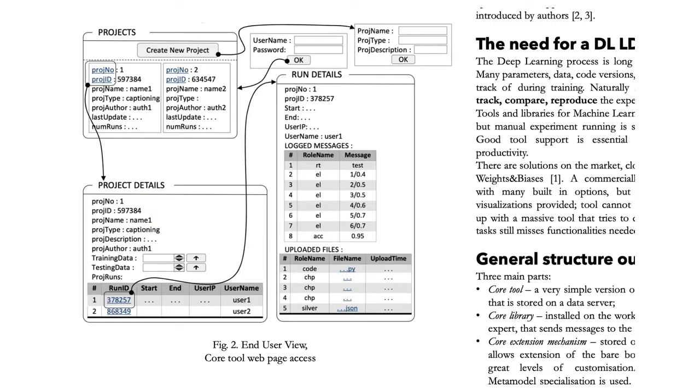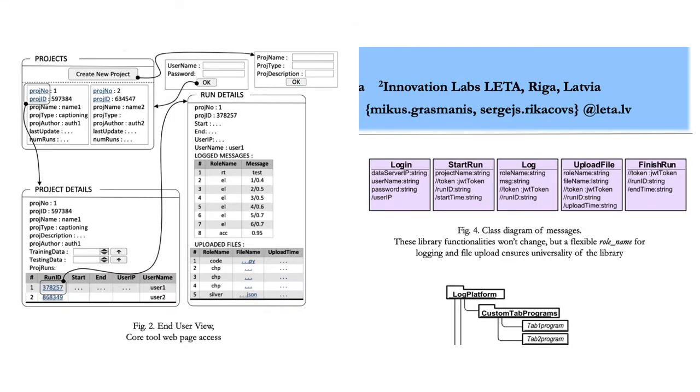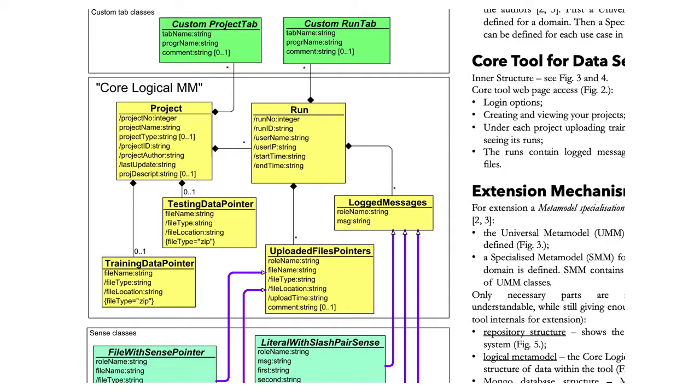When accessed from a web page, this is what the core tool looks like. Once logged in, you have access to your projects, as well as the option to create new ones. Under each project, you can upload or view training and test data, as well as see its runs. A run is created when a Python program, augmented with our library functions, sends your login credentials and calls a start run. The run then contains all the messages and files logged to the server after, through using the log and upload file functions. Finish run is executed at the end, so the server knows the runtime of your program.